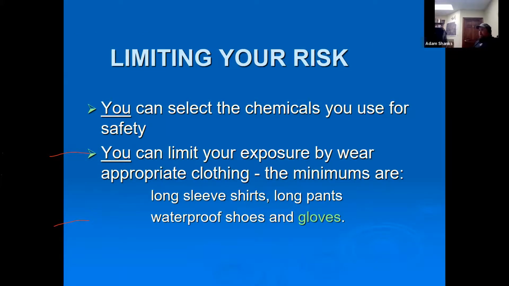So to limit your risk, you can select the chemicals you use for safety. You can limit your exposure by wearing the appropriate PPE and clothing. Again, the minimum is a long sleeve shirt, long pants, waterproof shoes. You want them to be waterproof, so if you get it on your feet, it doesn't absorb in and stay right there where your feet can absorb it, and gloves.